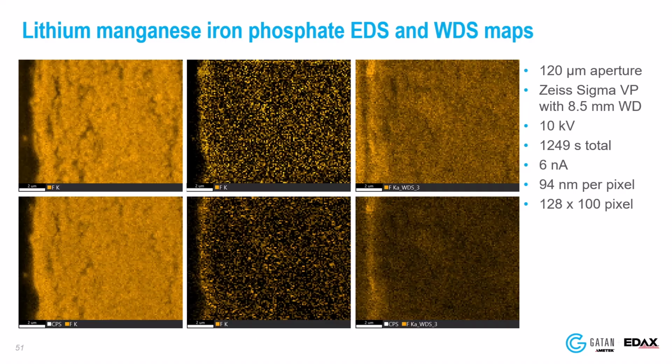On the left-hand side, we see the raw data fluorine map. In the middle, we see a deconvoluted, background-corrected map of EDS. And on the right-hand side, we see a WDS map.